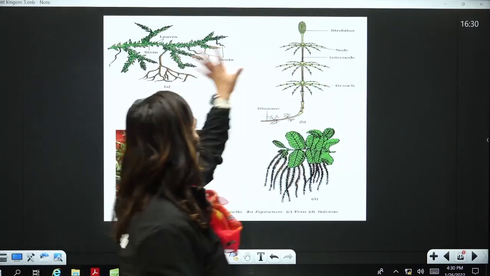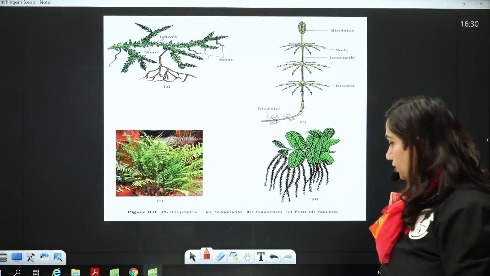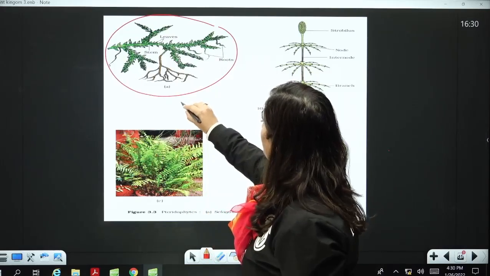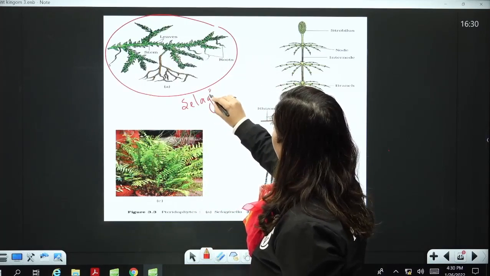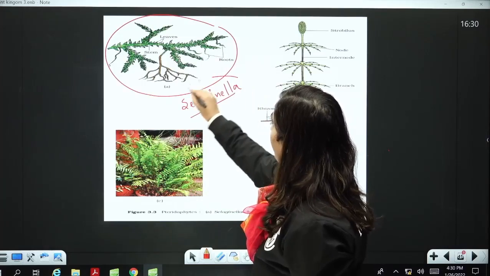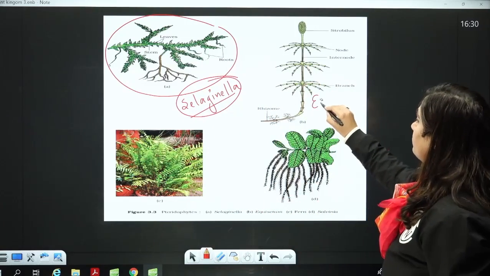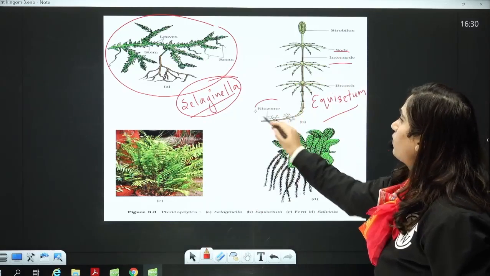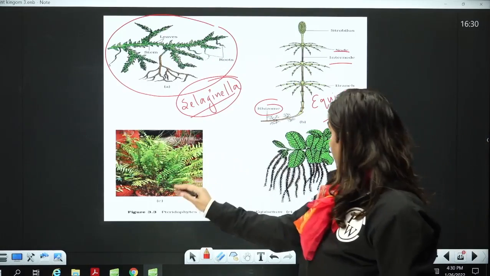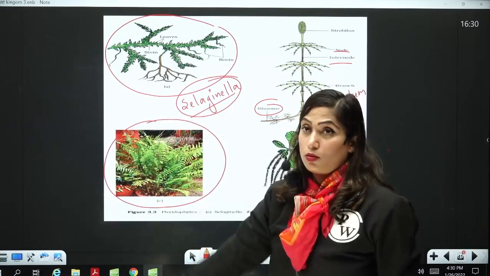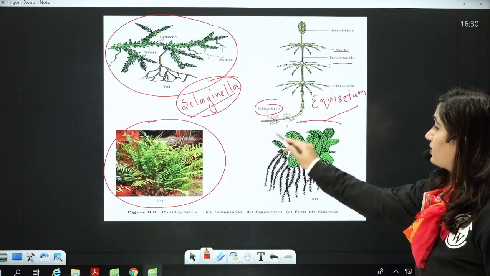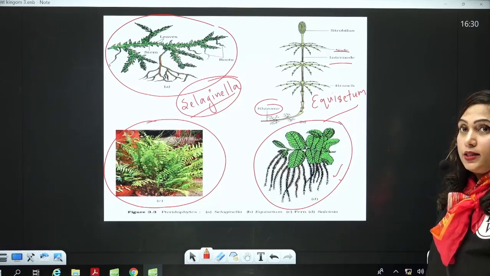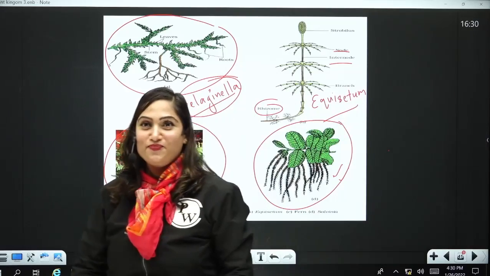Now these are the diagrams of NCERT given here, important. This is the diagram of Selaginella. You should recognize the things. This is Selaginella, the heterosporous pteridophyte. This is Equisetum, and you can see that it has a horsetail-like structure, distinct node and internode, and the underground stem, that is rhizome. This is a fern, grown as ornamentals, and this is Salvinia, the aquatic heterosporous pteridophyte. So these are the diagrams of NCERT, and you should recognize them, right?